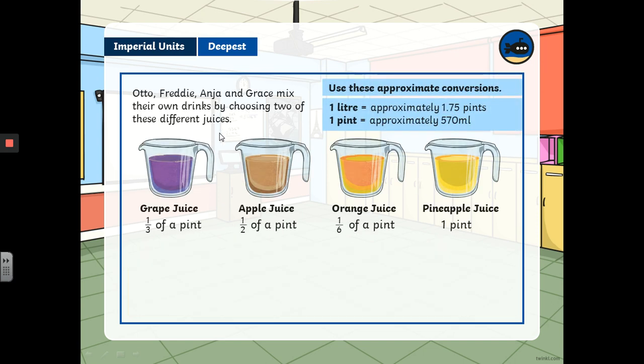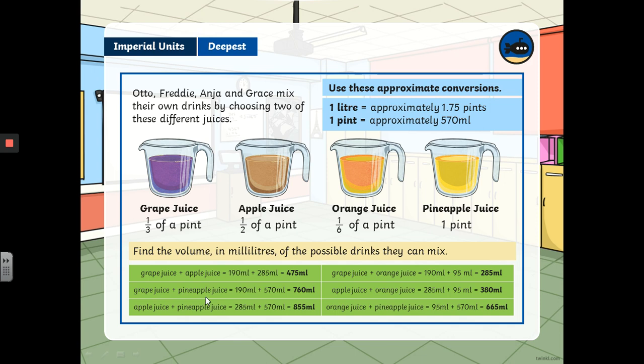Another one, same thing. Grape juice, 1/3 of a pint. Apple juice, 1/3. Orange is 1/6. Pineapple is 1 pint. So 1 pint is approximately 570 milliliters, as you know, and 1 liter approximately 1.75 pints. Now, what do you need to do here? Find the volume in milliliters of the possible drinks they can mix. So pint to liter, liter to milliliter, that is how you will find all of these in milliliters.